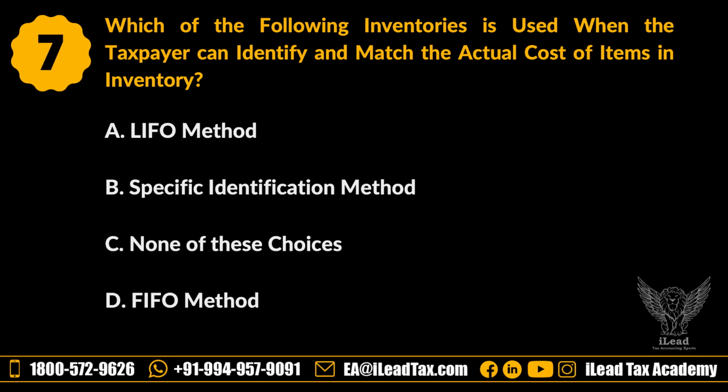And option D, FIFO method, this method assumes that the oldest items are sold first, so it might be closer to matching actual cost than LIFO, but it may still not provide the exact matching that the specific identification method offers when each item's actual cost is known and matched. So option D is also wrong. The correct answer is B, specific identification method.